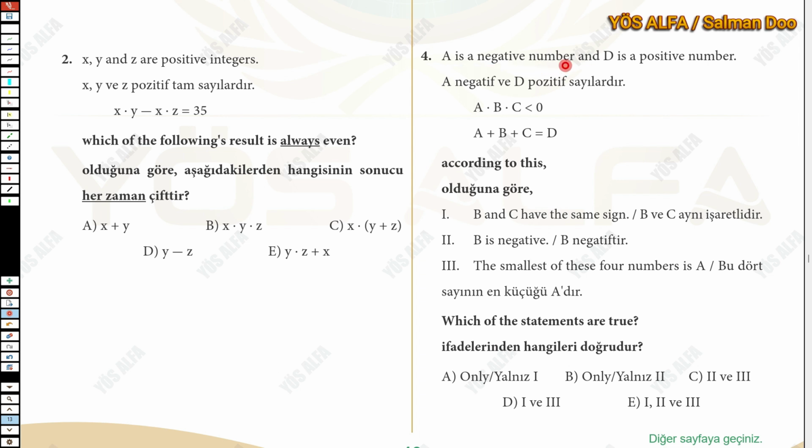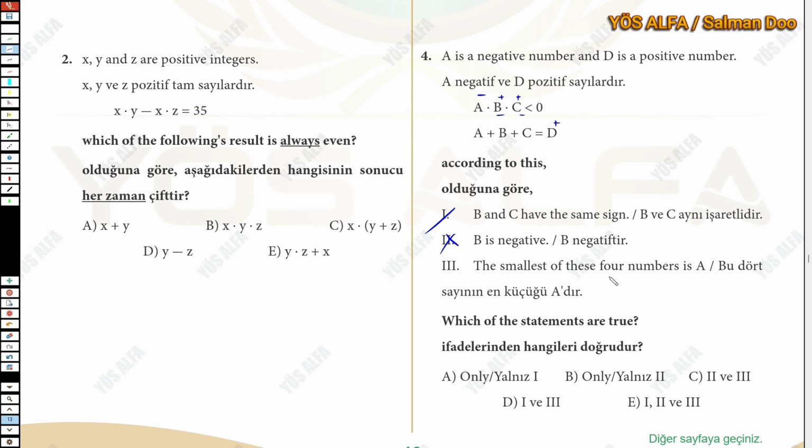4. A is a negative number and D is a positive number. So A is negative and D is positive. According to this, B and C have the same sign. So to make this expression less than 0, B and C must have the same sign. They are either positive or negative. If one is positive and one is negative, then we're going to have a negative value. A negative value times another negative value gives us a positive value, which is against the given statement. So B and C have the same sign is correct. And B is either positive or negative, as we can see here. So this statement is not certain.